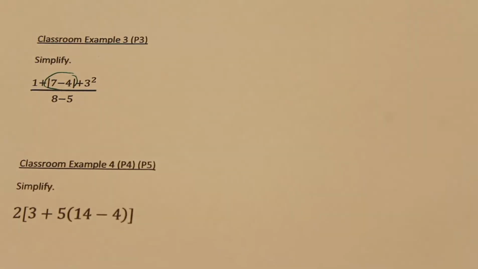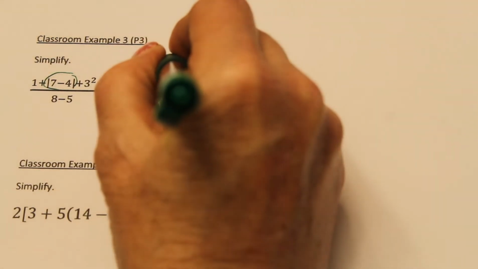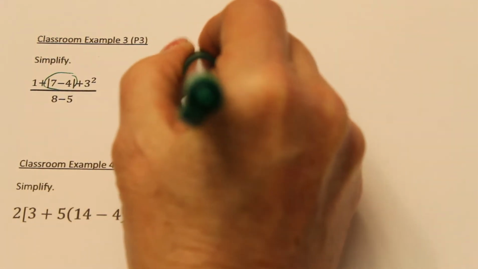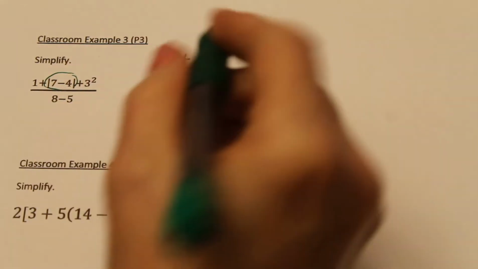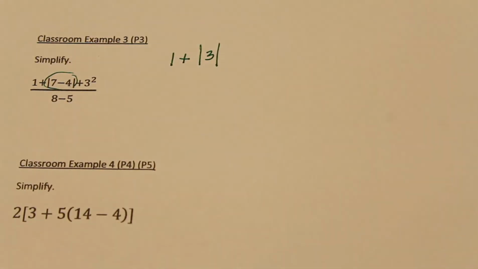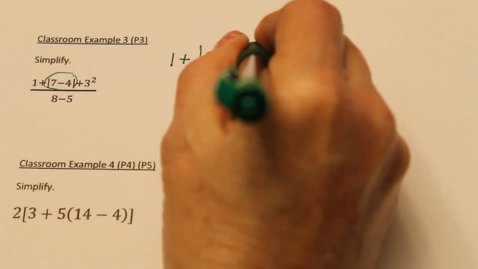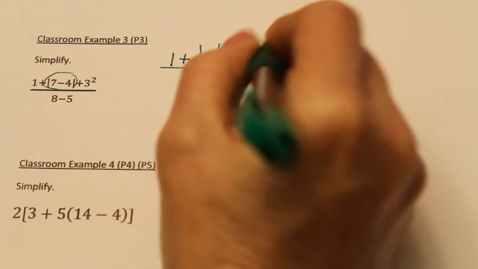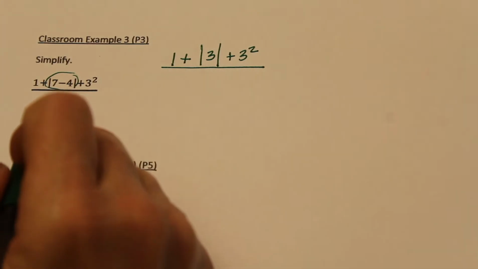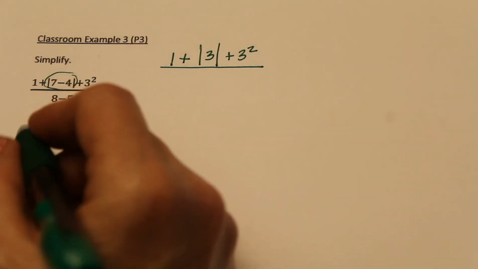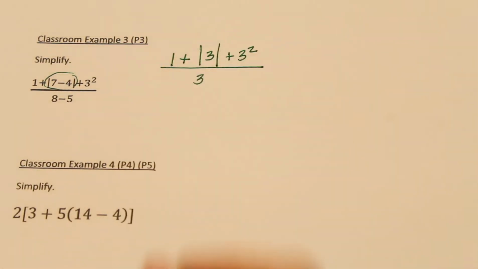All right, so you see this absolute value should be operated on just like parens. It should be the first thing that you do. So let's rewrite this as 1 plus 7 minus 4 is 3. So that's going to become 1 plus the absolute value of 3 plus 3 squared over. And now let's go ahead and do the denominator. All that's in the denominator is 8 minus 5, which is 3.